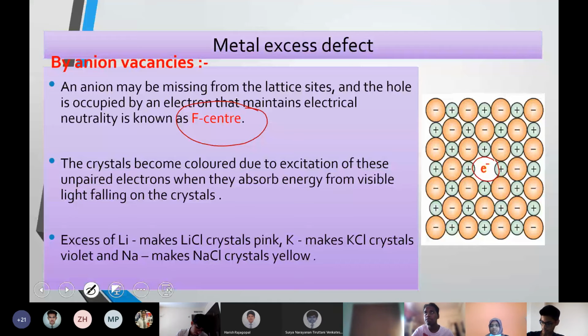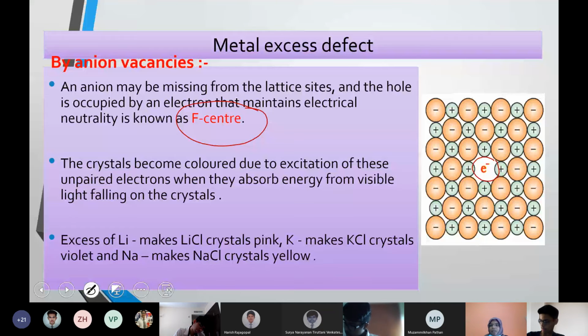One negative ion is missing over here. To maintain that, if a negative ion is missing, we know that the electrical neutrality will be disturbed, because in an ionic compound there are equal numbers of positive and negative ions. So if a negative ion is missing from the crystal, there will be a problem with the electrical neutrality. So in order to maintain that electrical neutrality, the electrons come and occupy that vacant space, right?